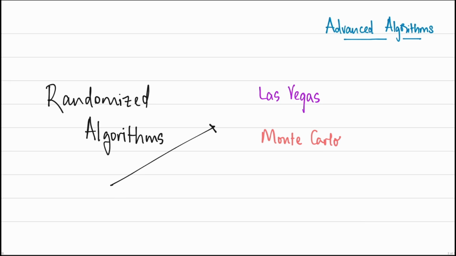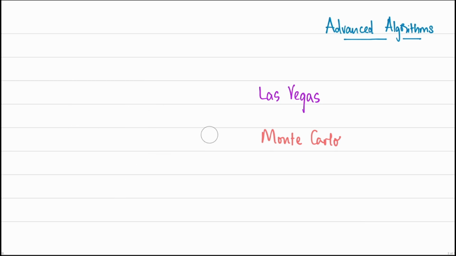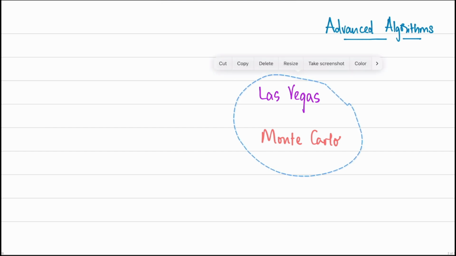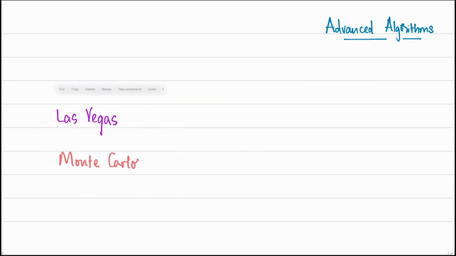So let's summarize what we just said. Between Las Vegas and Monte Carlo, we are simply making different choices on what we want to gamble on. There are two elements of interest here. One is the correctness, and the other is the running time.